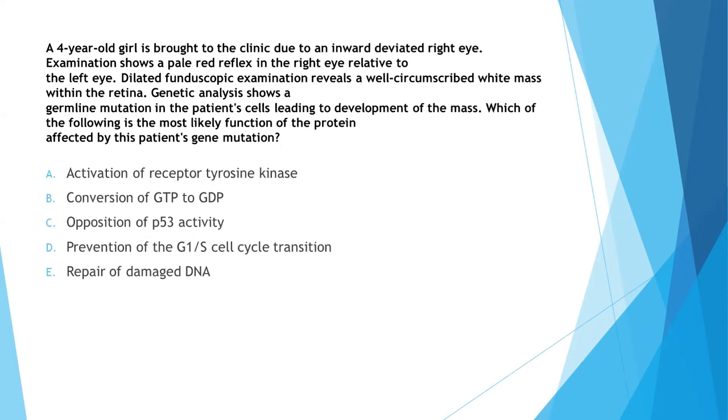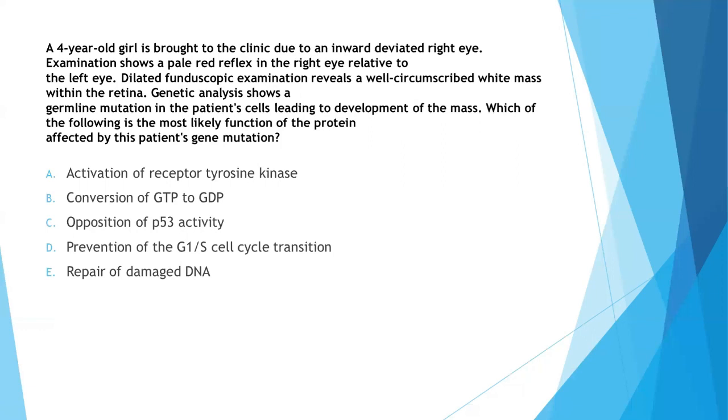Examination shows a pale red reflex in the right eye relative to the left eye. Dilated fundoscopic examination reveals a well-circumscribed white mass within the retina. Genetic analysis shows a germline mutation in the patient's cells, leading to development of the mass. Which of the following is the most likely function of the protein affected by the patient's gene mutation?